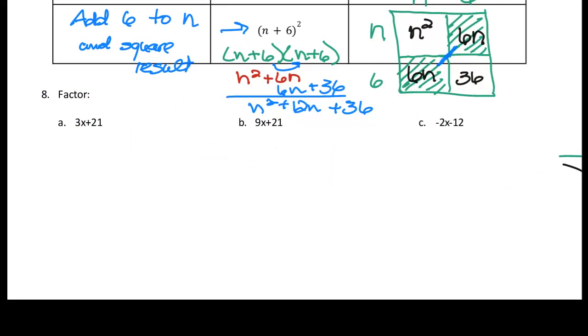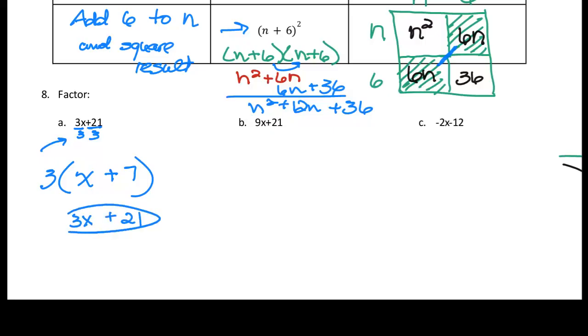Factoring. You have to find the greatest common factor and divide it out. So for 3x and 21, what is the greatest common factor? So I would divide by 3. I show the division by 3. You don't have to, but then that sets it up and says that's x plus 7. And then as you distribute, you should get your first answer back, which you do. So this is the answer, and this is how I check.